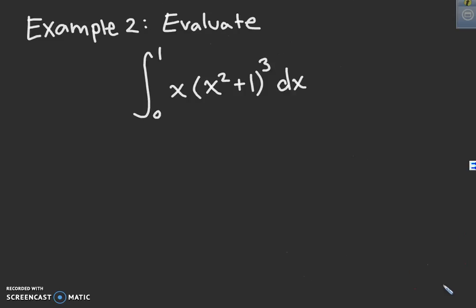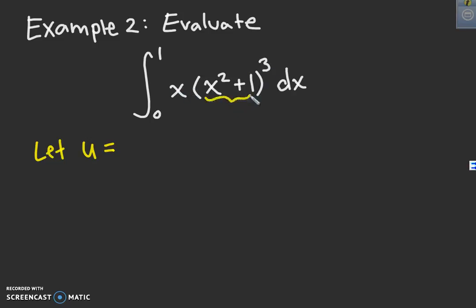Let's go ahead and try this problem. So again, just like we did the first time, let me have you guys pause the video and try to find your u substitution on your own. So notice that we have x squared plus 1 cubed and x.